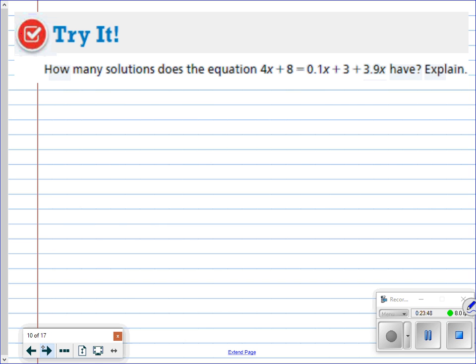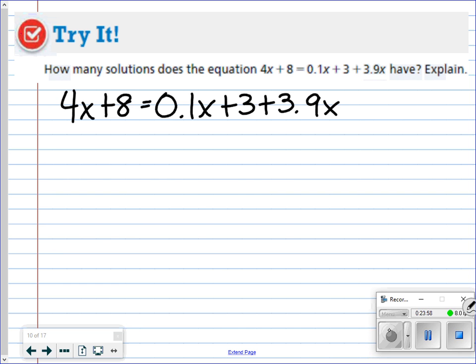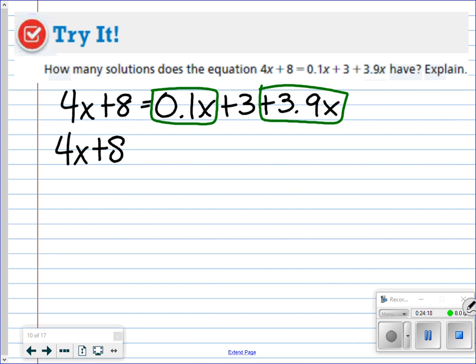How many solutions does the equation 4x plus 8 equals 0.1x plus 3 plus 3.9x have? And then you need to explain. Let's go over this. All right, so what do I need to do first? All right, so give me a set of like terms, Gabriel. 0.1 and 3.9 x, right? Don't forget those x's. All right, so I'm going to rewrite this first expression. What is 0.1x plus 3.9x? 4x. Okay.